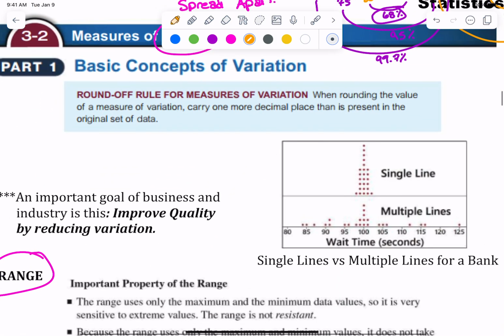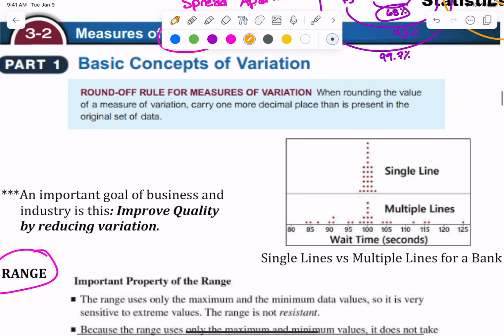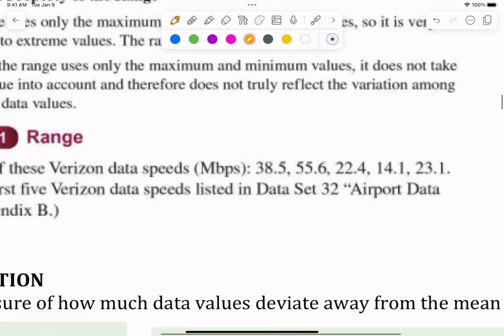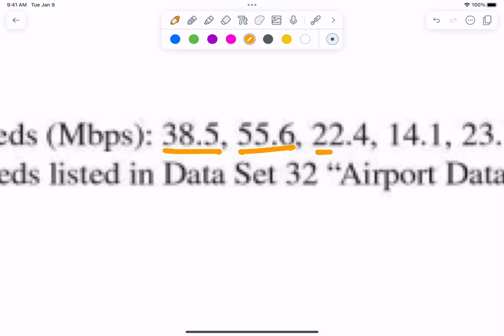Okay, so the round off rule. They're going to start us off. Round off rule for measuring variation: carry one more decimal place. We already have talked about that rule. So let me see, our first set of data right here is these guys here.